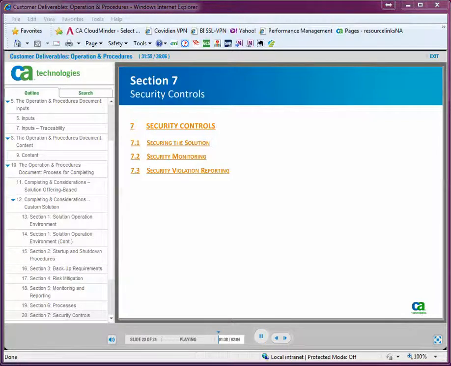7.3, security violation reporting. Once a security violation has occurred, based on established written or system policies, describe the escalation or reporting requirement to properly document the violation or the intrusion. And again, if this is documented elsewhere, you can refer to that documentation in this section, and that'll cover the requirement.